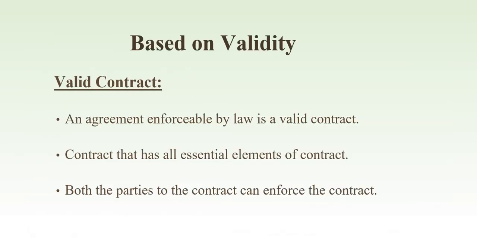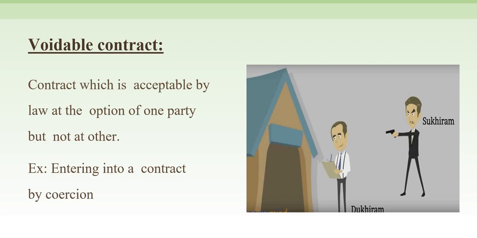Based on the validity, we have valid contract. An agreement enforceable by law is a valid contract, a contract that has all essential elements. Both the parties to the contract can enforce the contract. Voidable contract. A contract which is enforceable by law at the option of one party but not at the option of the other party. Example, entering into a contract by coercion.